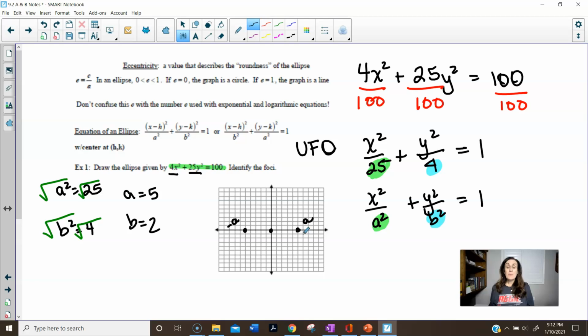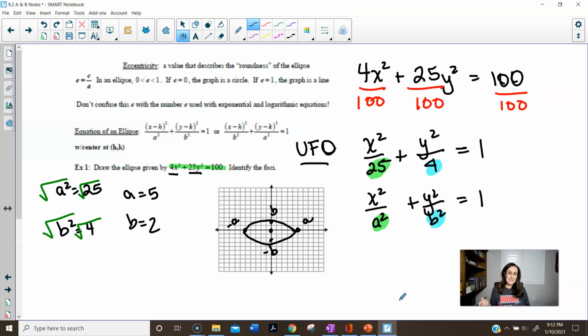So now what we're going to do is graph the b's. And the b's are going to go up 2 and down 2. And that's the opposite of b. And then what you can do is just draw your UFO. And you've got your oval, stretched horizontally into what we're referring to as a UFO.